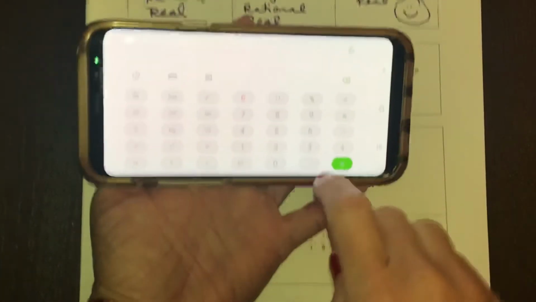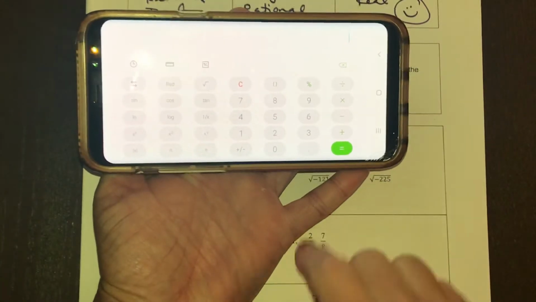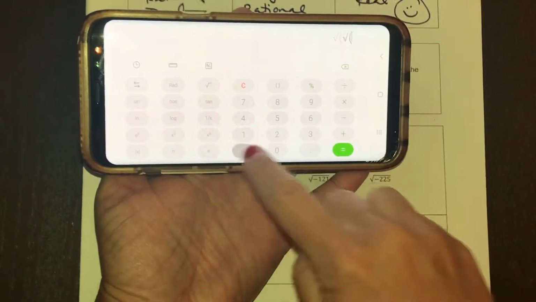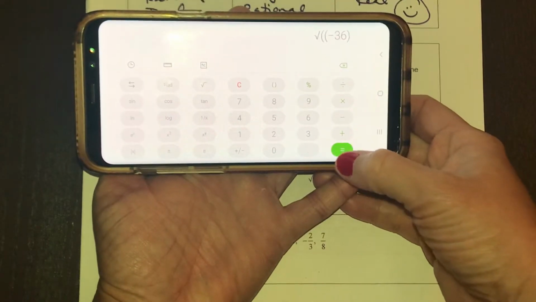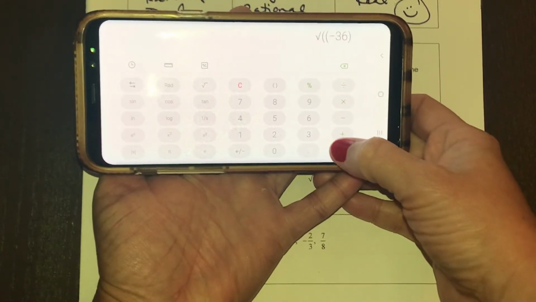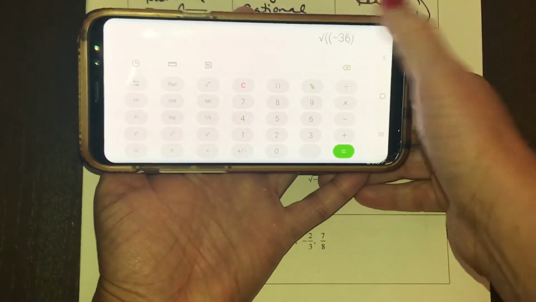Okay, so let me clear this out. And if I do the square root with a negative inside, notice how this calculator gets confused. I'm hitting enter, equals, and it won't do anything, and that's because it's creating some kind of error.